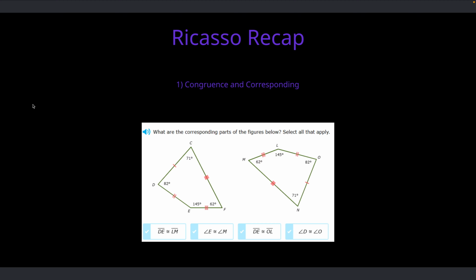For your recap, you should already know about congruent shapes and corresponding parts. If you want a refresher on those topics, I'll link a video in the description below. Please go watch that before you start this lesson. All right, new lesson starts now.